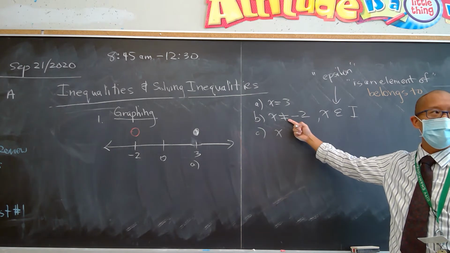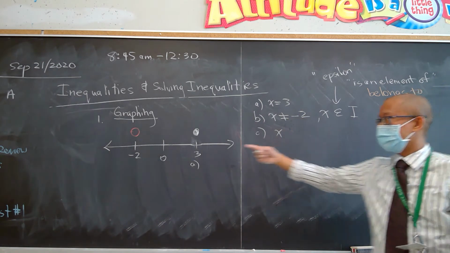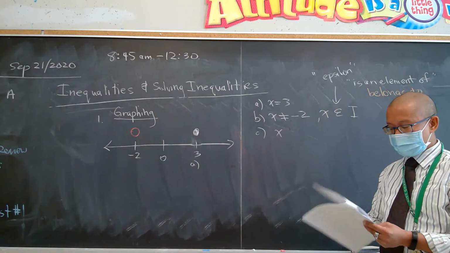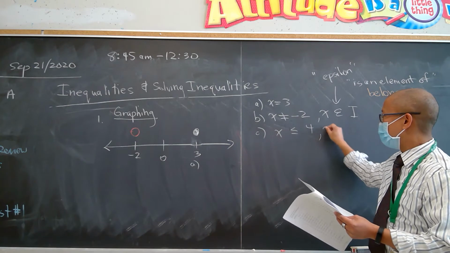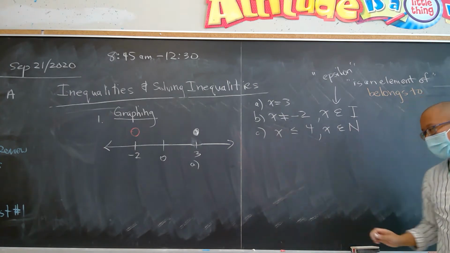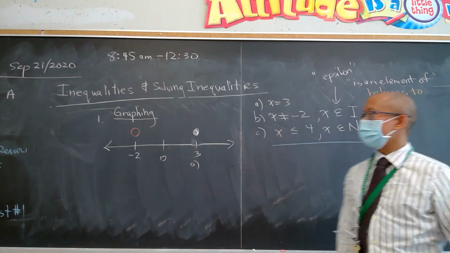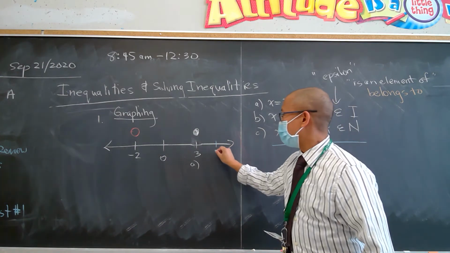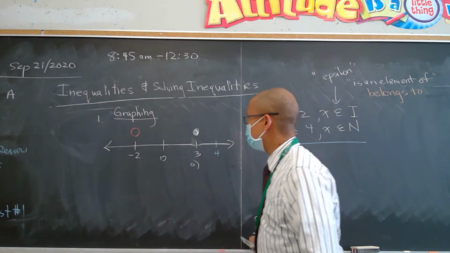Question B, x cannot be negative 2. It's an inequality because it's not equal to negative 2, right? So we put an open circle. But for question C, we have x is less than or equal to 4, where x belongs to the natural numbers. Now don't feel bad if you don't know what this is. I'll use blue chalk to show this, and that's at 4.